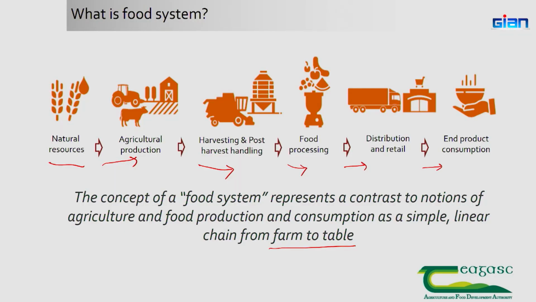So, how do we define a food system? It represents a contrast to the notion of agriculture, food production and consumption as a simple linear chain from farm to table. That's a simple system. What we study are different unit operations. When we combine unit operations together, we make a process. And then all these different processes together make a complete system.